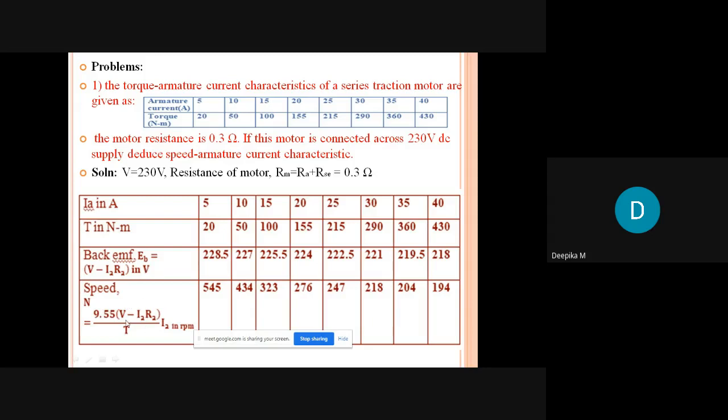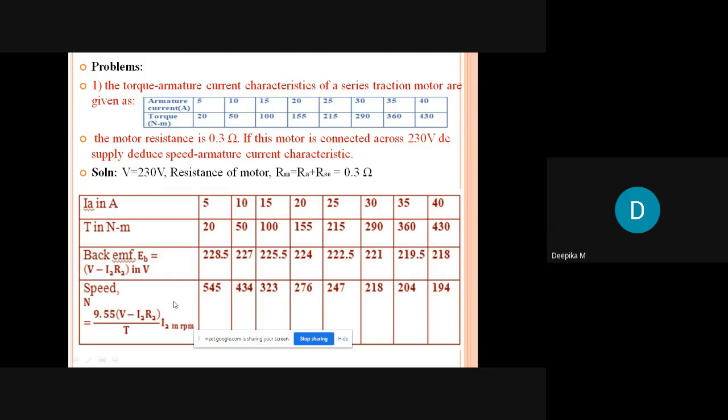Let us calculate this EB, that is V minus IA into RA. Here V is 230 volts, the armature current IA is 5 ampere, and the armature resistance is 0.3 ohm. Substituting, we get the value 228.5. In the same way, for the second reading, substitute IA as 10 ampere, V as 230 volt and RA as 0.3 ohm. If you substitute, you'll get the value 227. Like this, we maintain V and RA constant, and keep changing the IA value.